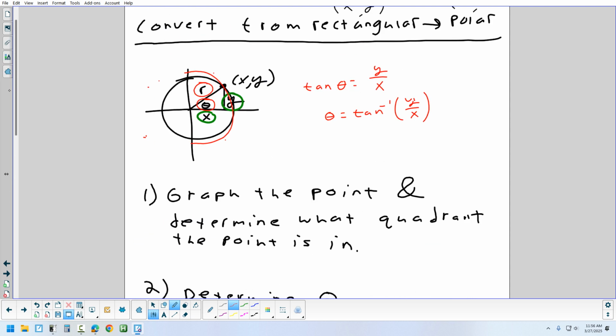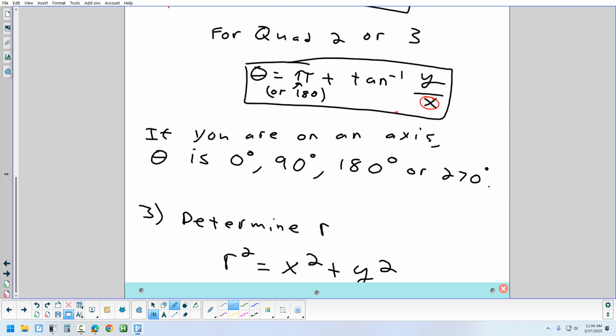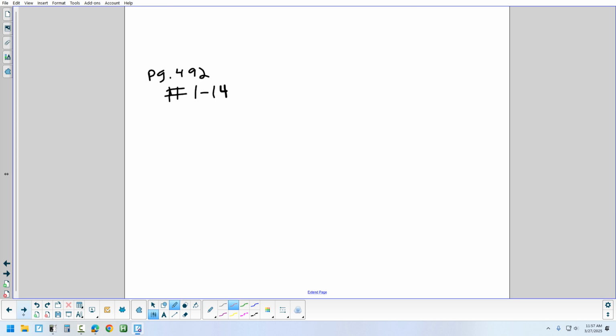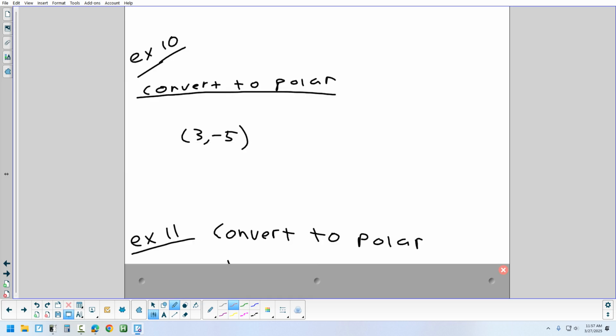And how did we say you find your radius? Pythagorean theorem. R squared equals x squared plus y squared. Okay, so let's try an example where we convert from rectangular to polar. I got 2 of them. Well, that one's easier because it's on an axis, so let's do the one that's harder.